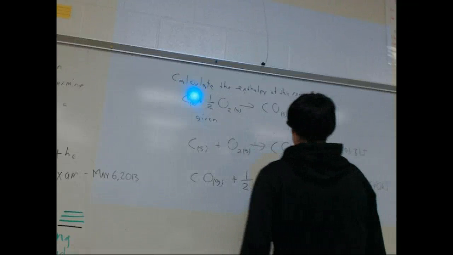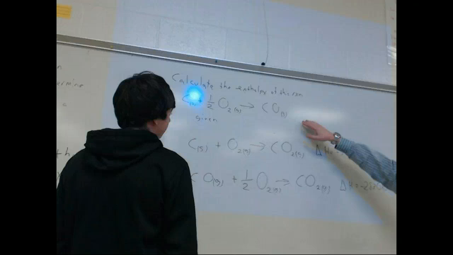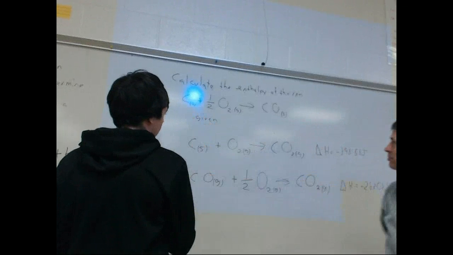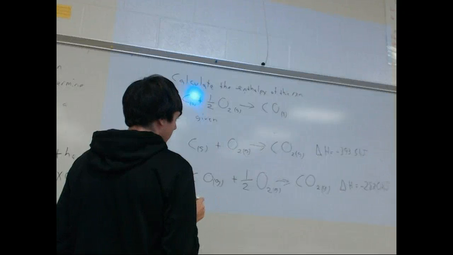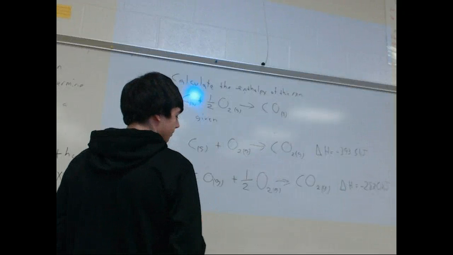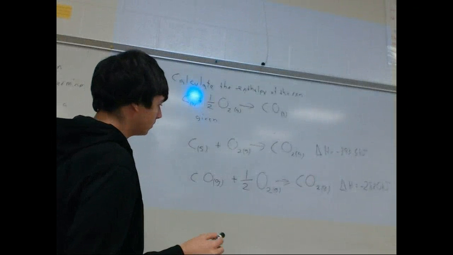Okay, calculate the enthalpy of this reaction. We're combusting some carbon to produce carbon monoxide, and we're going to use these two equations to figure it out, because we've got delta H's for these. All right, I'm done helping.